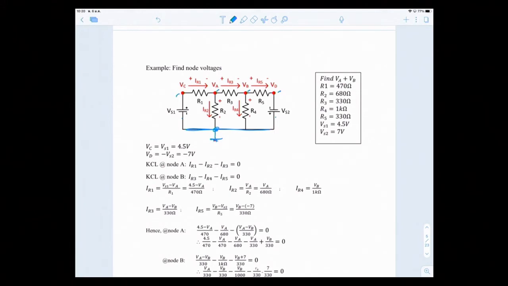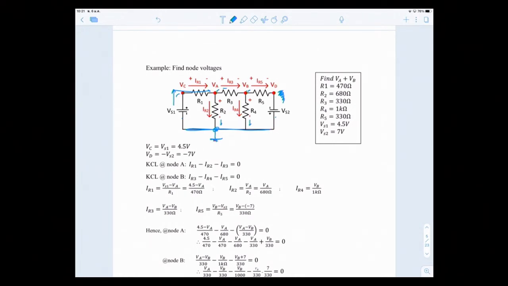So V equal to 0. Assign the names VA, VB, VC, VD. Assign the currents in and out as you wish. In this case, the current comes here and divides into IR2 and IR3, and IR3 divides into IR4 and IR5. It doesn't have to go like this, it can go the other way also. It really depends on you. If the question doesn't give you anything, you can assign the current flows yourself.